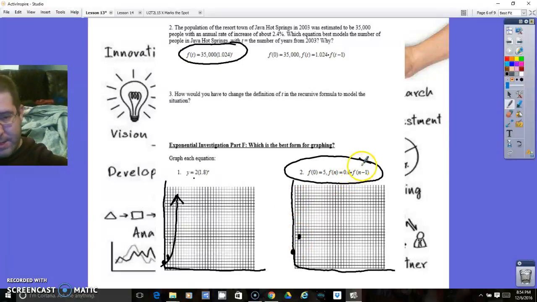Multiply that by 0.6. Oh, no, 0.6 times the previous. So it's actually going to be decreasing. So it's not going to be 8. It's going to be 3. And then 0.6 of that.